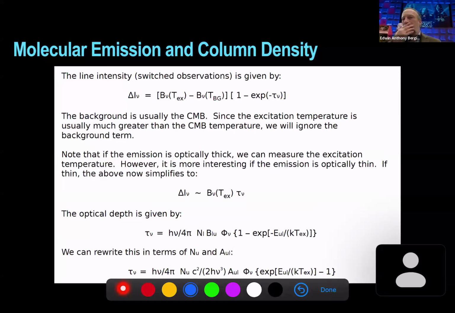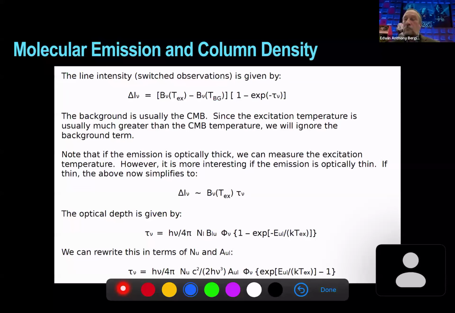The key point is that when we observe a molecule, what matters is whether the molecular emission is what I call optically thick or optically thin. So what is optically thick? Optically thick is looking at your wall. I can't see through to the other side. What is optically thin? It's looking out at the glass and seeing through it.